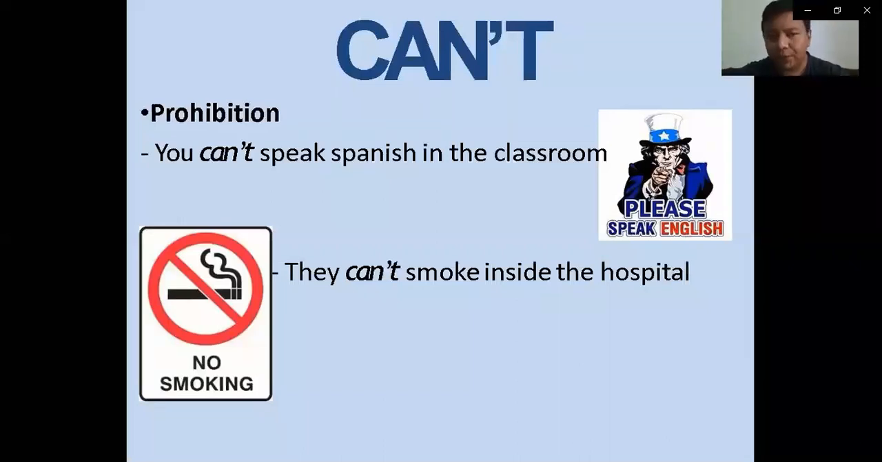It's a prohibition. No smoking, you have a signal, no smoking. They can't smoke inside the hospital. It's a prohibition. They can't smoke inside the hospital. Okay, students? That is the way we're going to formulate prohibitions in English using cannot or the contraction can't. Okay, continue.